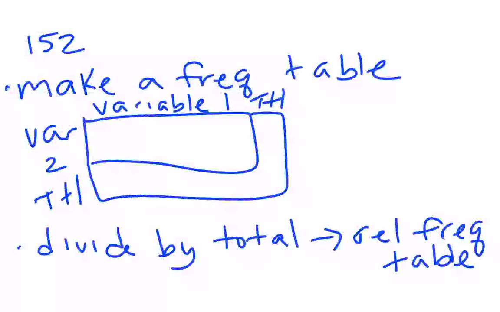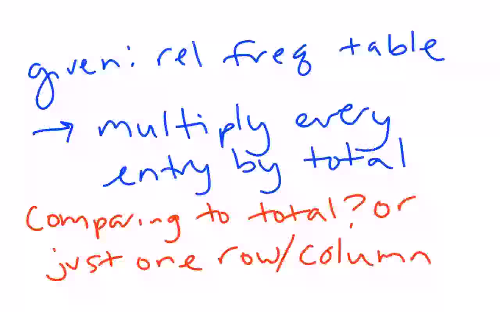Once again, just to sum up, we need to make a relative frequency table, which you do by putting your categories for variable 1, your categories for variable 2. You find all your totals by adding. If I want a relative frequency table, then I would divide by the total. If instead I'm given the relative frequency table, I multiply every entry by the total. And when I'm answering the actual questions, I need to make sure, am I comparing to the total or am I just comparing to one row or column?